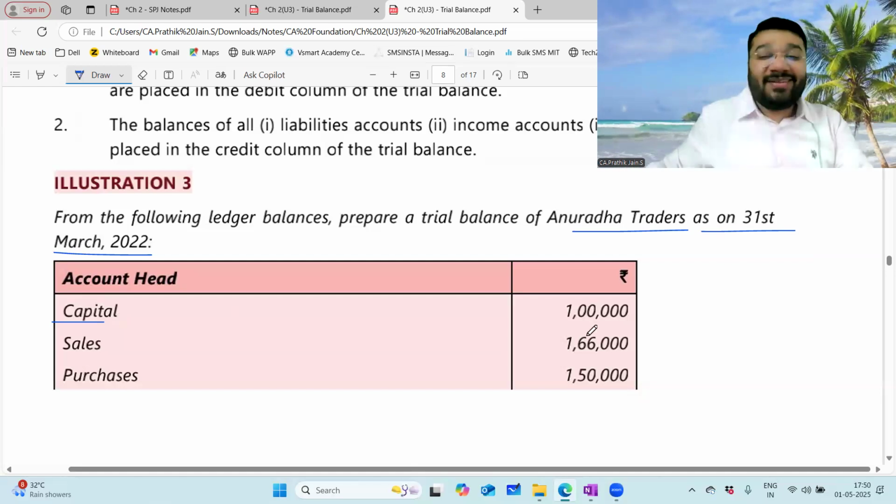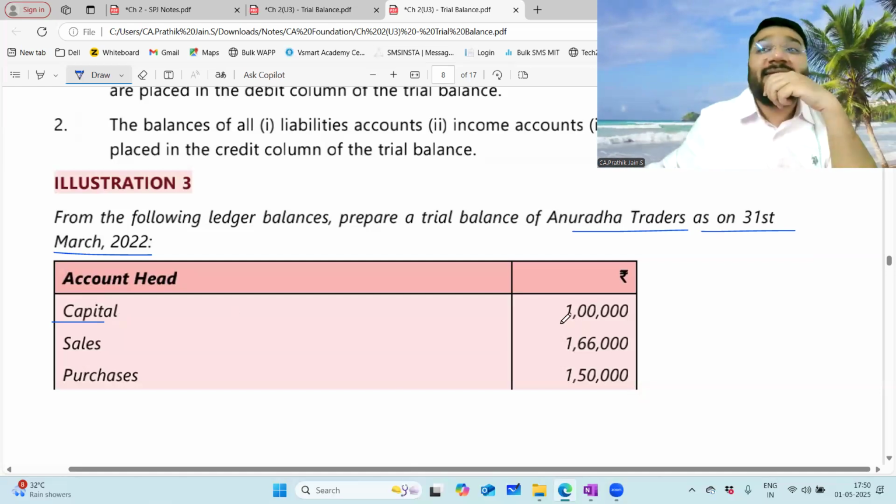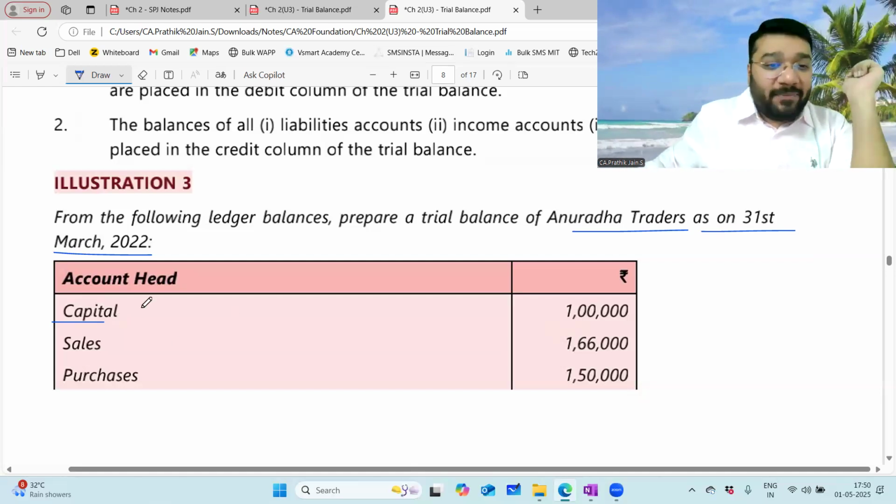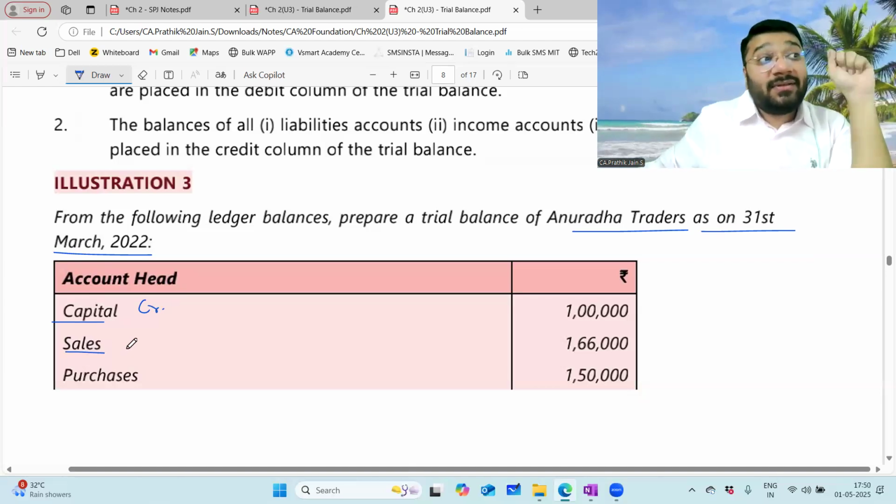Now, capital. Capital, what balance? Credit balance. So which column will it go to in the trial balance? Credit column. Sales: credit. Purchases: debit. Very good.